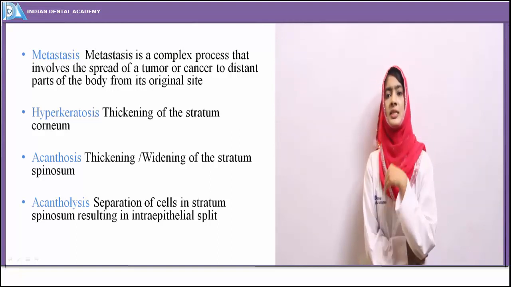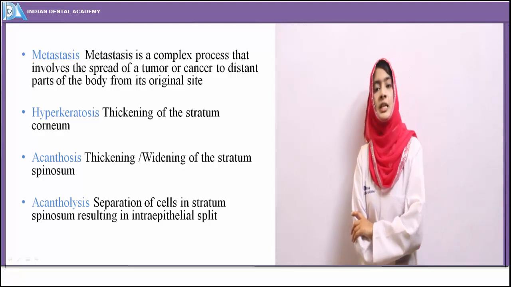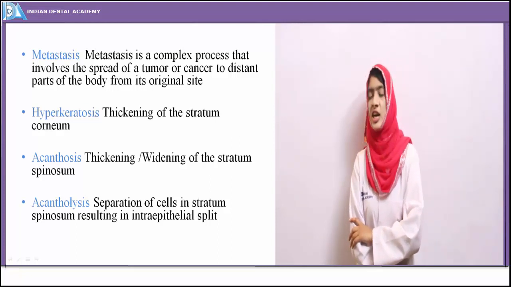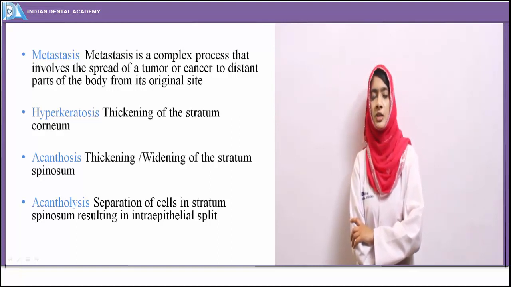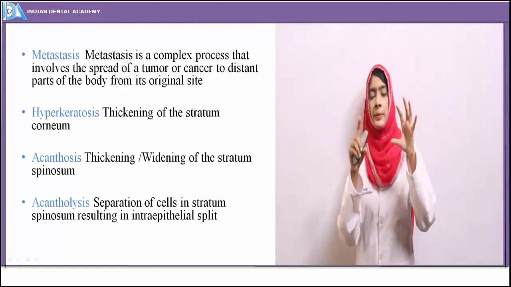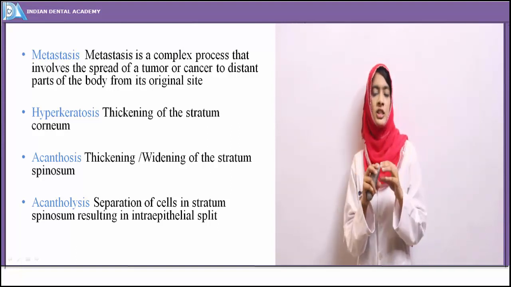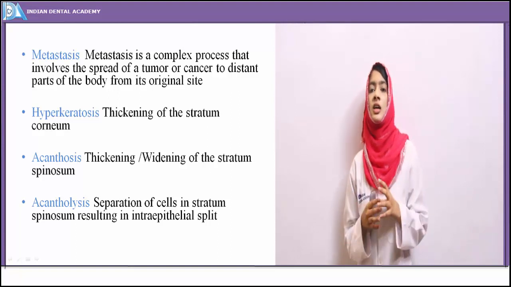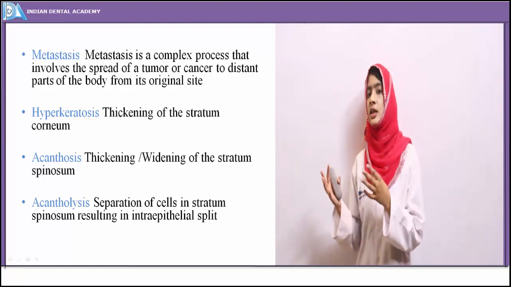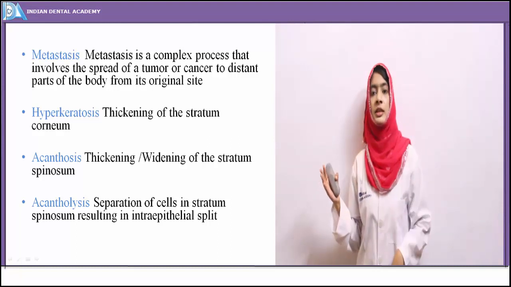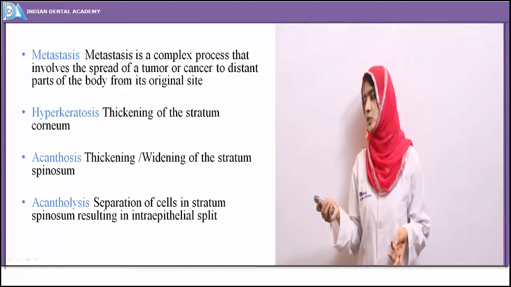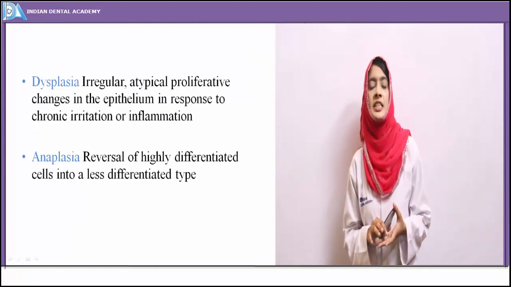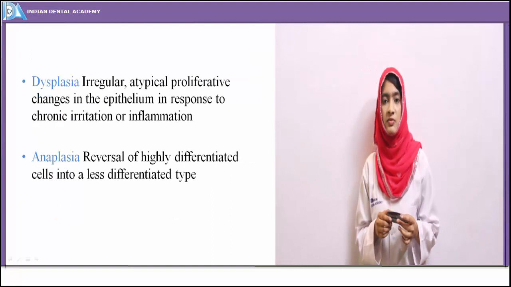What is acantholysis? Acantholysis is basically the separation of the cells in the stratum spinosum. Because of the disruption in the hemidesmosomal junction, the intercellular bridges are disrupted, and the epidermal cells lose their connection and become weak, which causes an intraepithelial split. So acantholysis is nothing but disruption or separation of cells. And histologically we see that dysplastic features are seen.